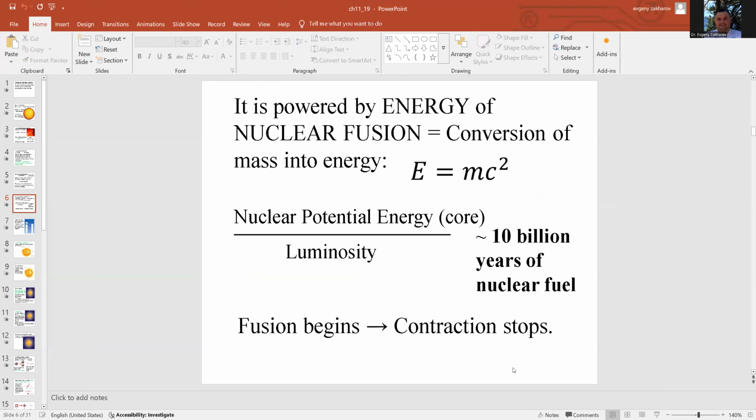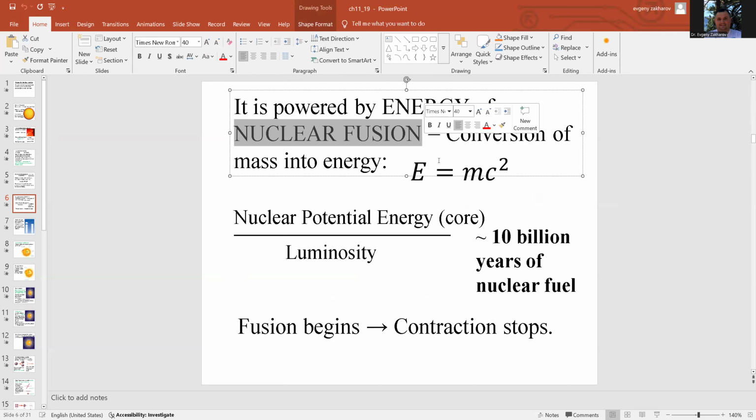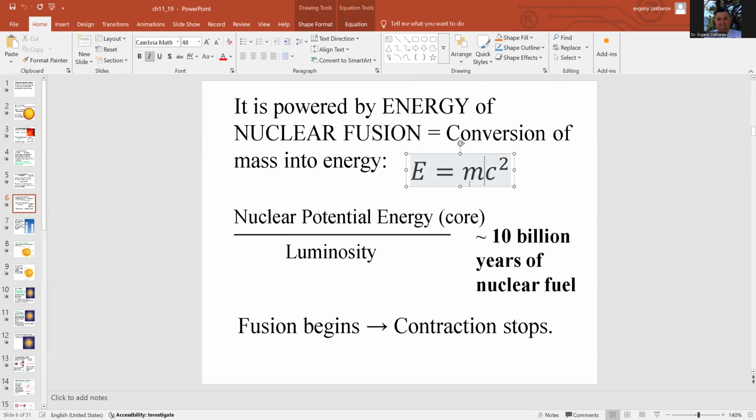So what is it? It's the process that we call nuclear fusion. Be careful, it's fusion, not fission. Fission is splitting of heavier elements, and fusion is a squeezing of lighter elements, which is exactly the opposite. And it's Einstein's famous equation that explains mass as a form of energy. So what the sun does, it loses mass. It converts mass into energy.